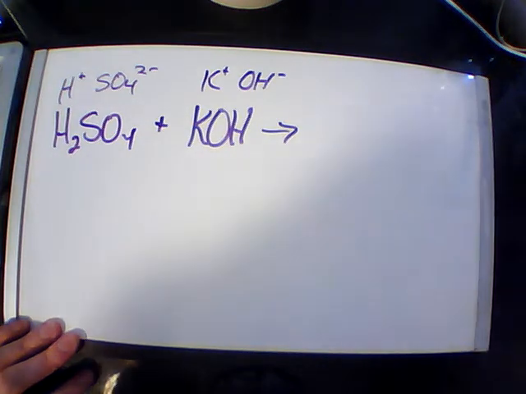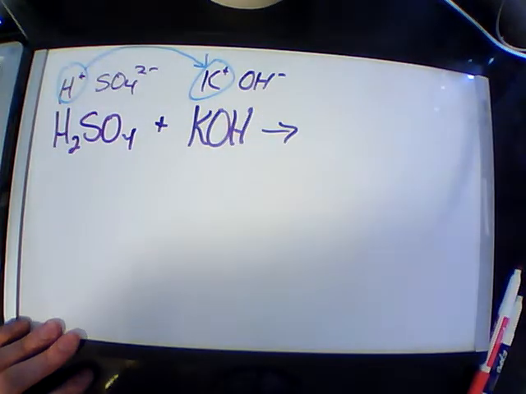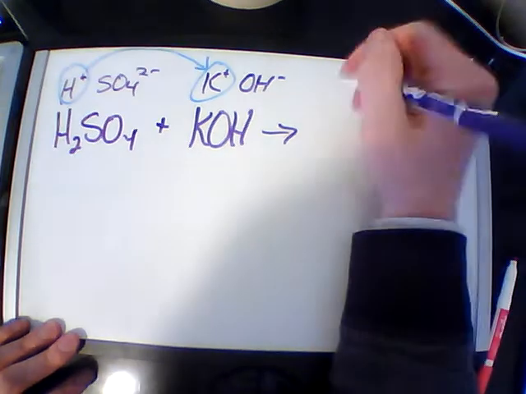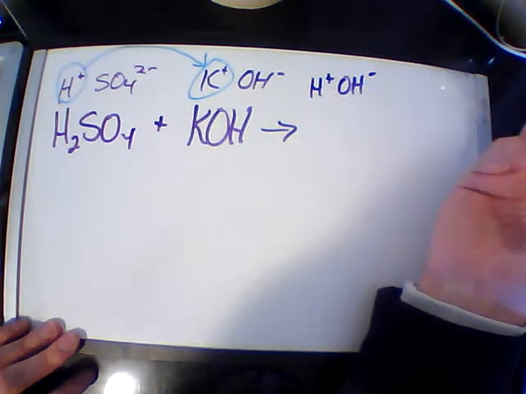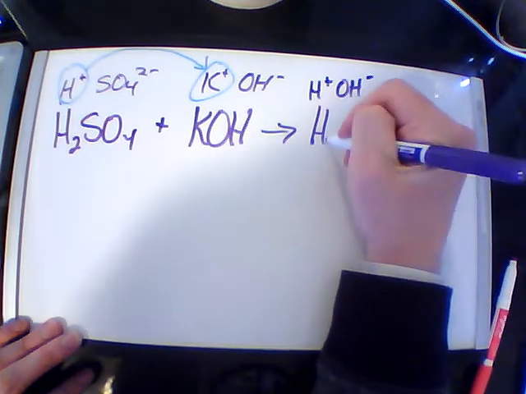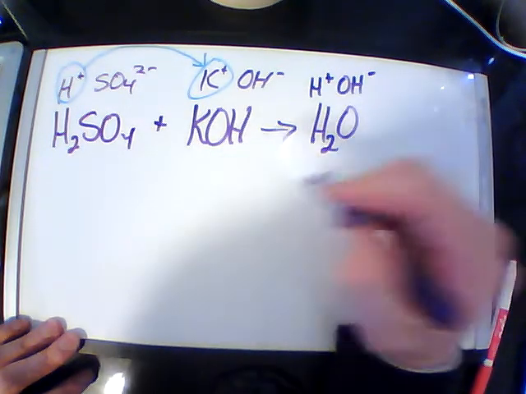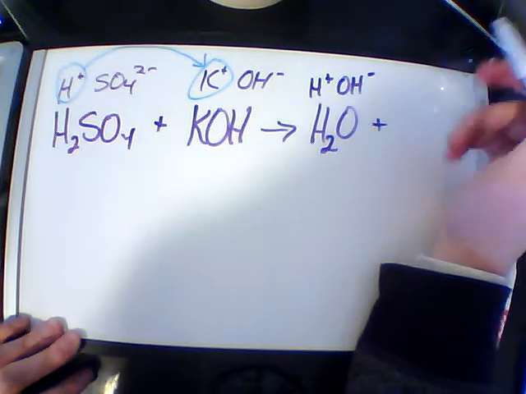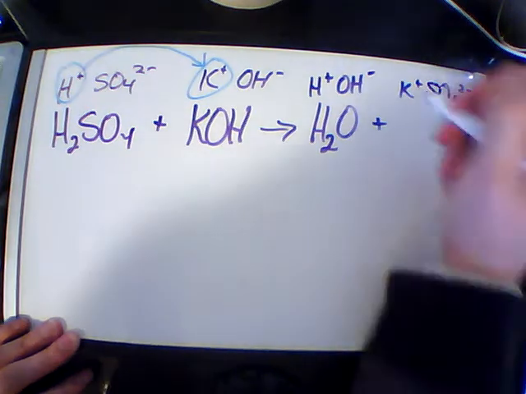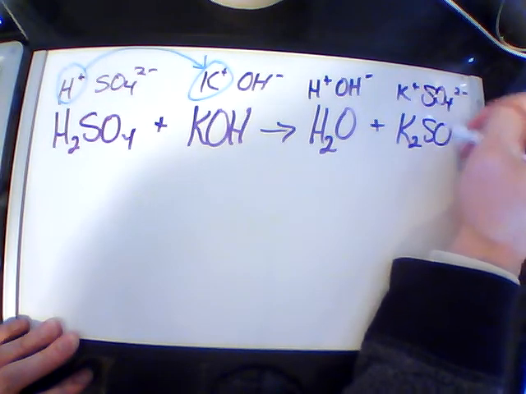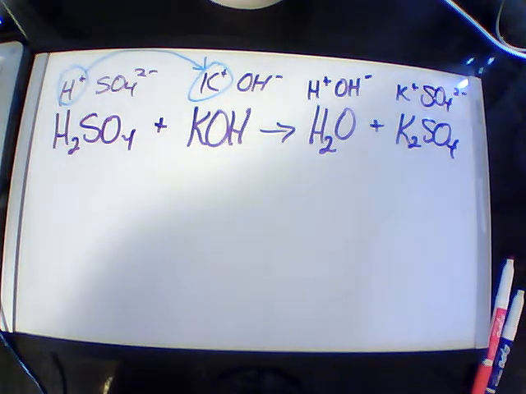So for this to work, I do some swapping of my cations. The H and the K switch partners. So in the products, the H ends up bonded to the OH, which you would think would give you HOH, right? But we write that as H2O. It's water. Whenever an acid reacts with a base, you're going to get water. And then our K+ is bonded to our SO4 2-, which means I need K2SO4 for those charges to balance out. Now that I have my products, it's time to balance.